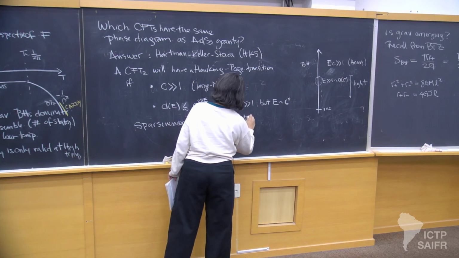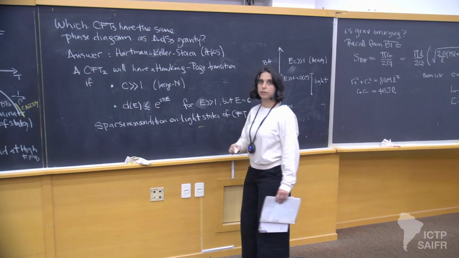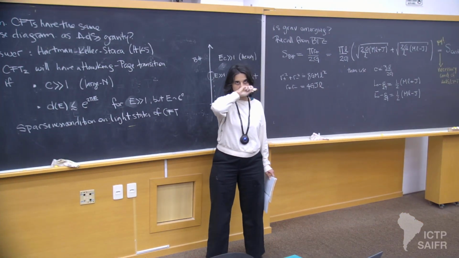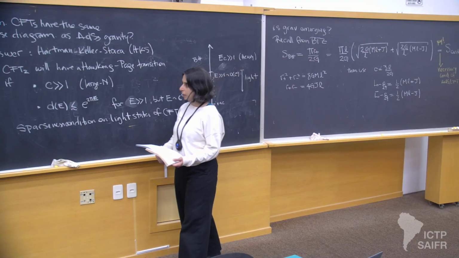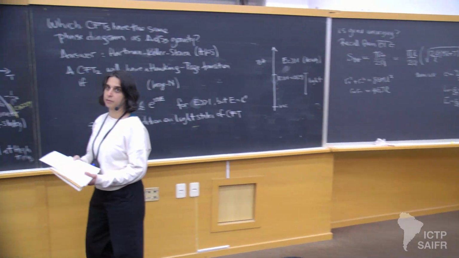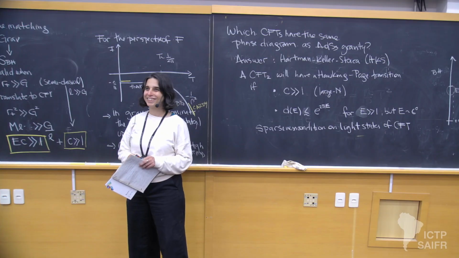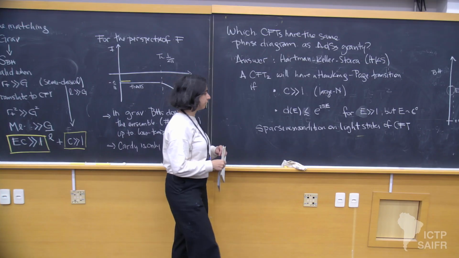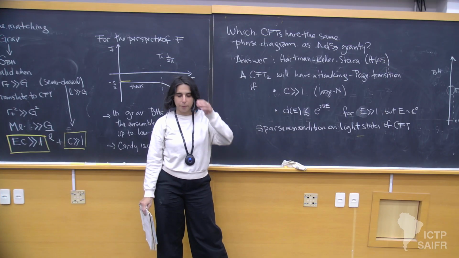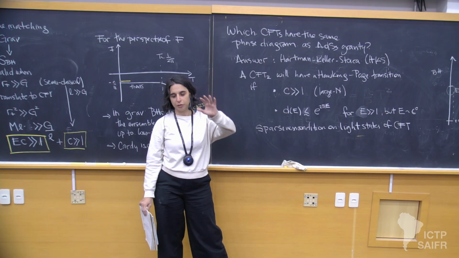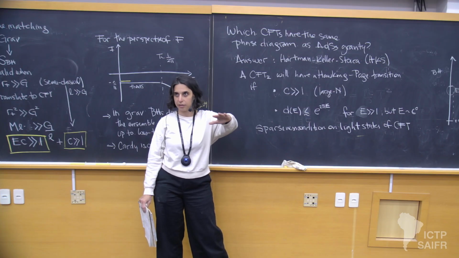On light states of the CFT. Not really. So in higher dimensions, you don't have modular invariance. So I think intuitively, yes, because this sparseness condition is not quite the same, but it's very, very related, intuitively, to the planar limit that is discussed in higher dimensions.